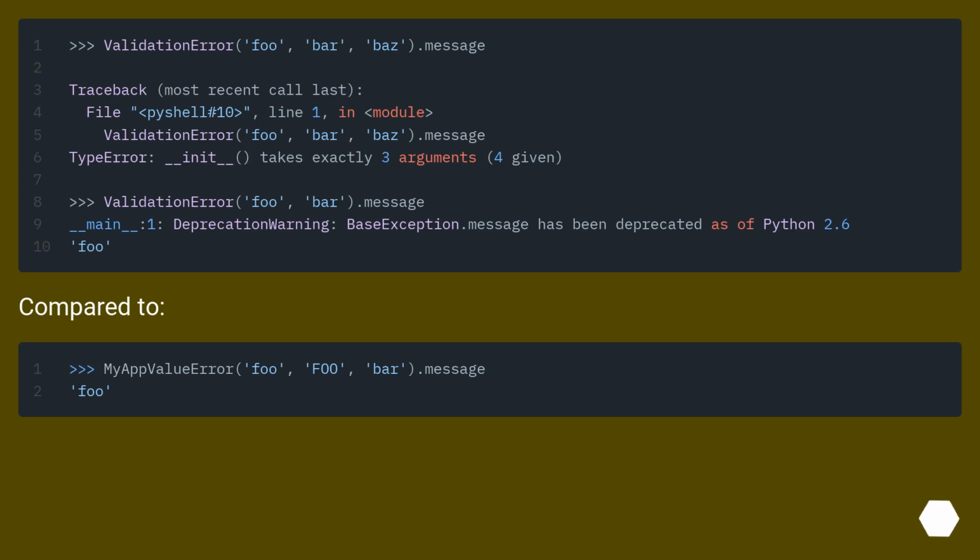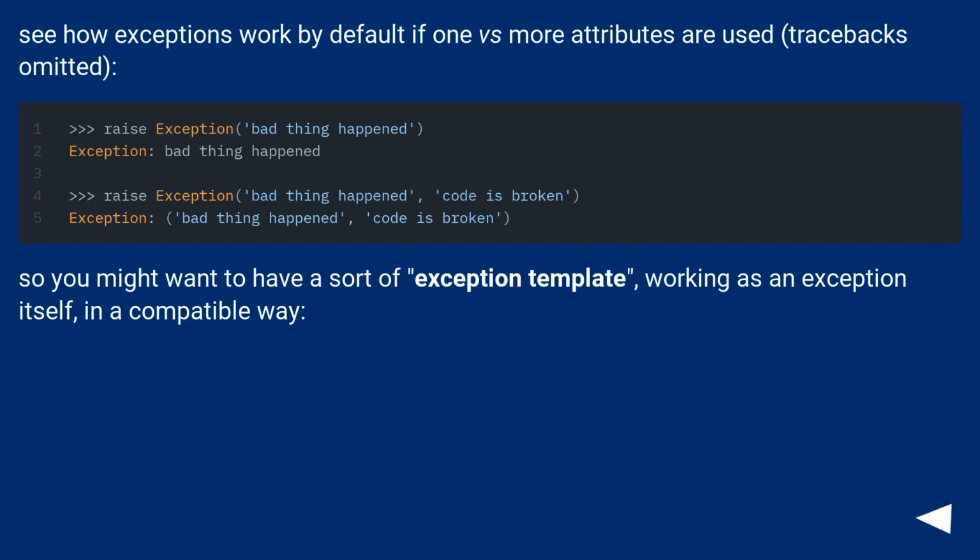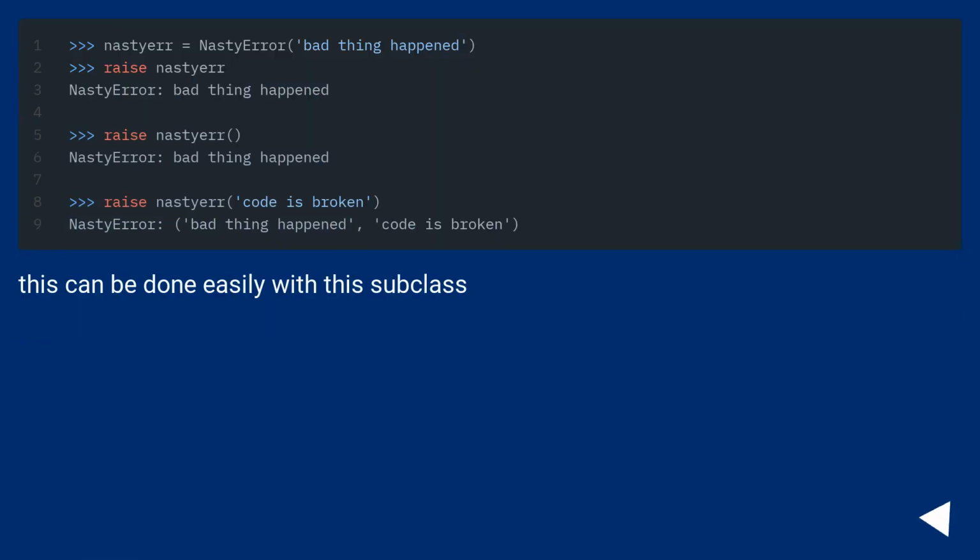Compared to. See how exceptions work by default if one versus more attributes are used, tracebacks omitted. So you might want to have a sort of exception template, working as an exception itself, in a compatible way. This can be done easily with this subclass.